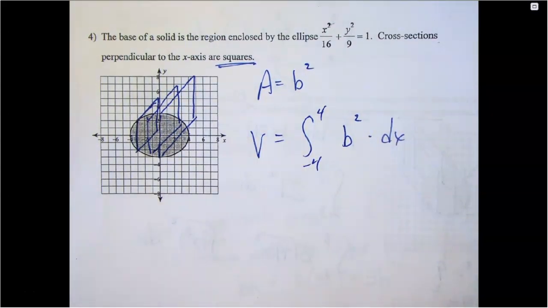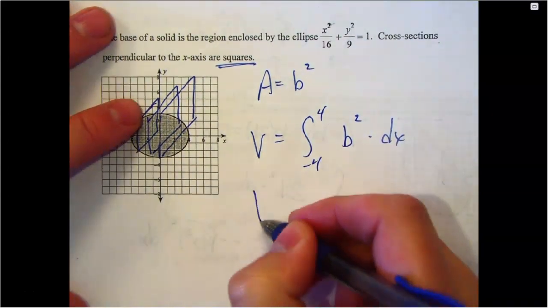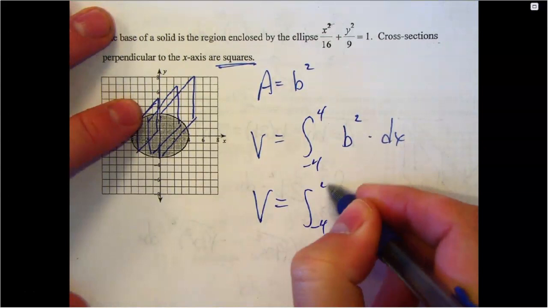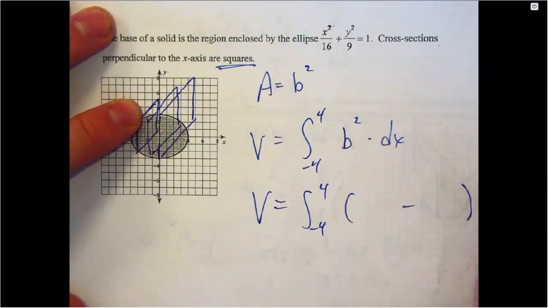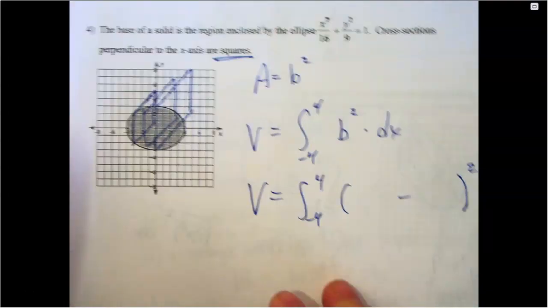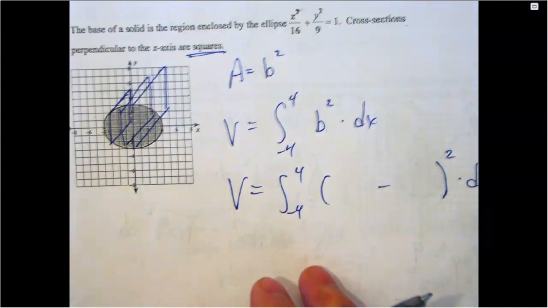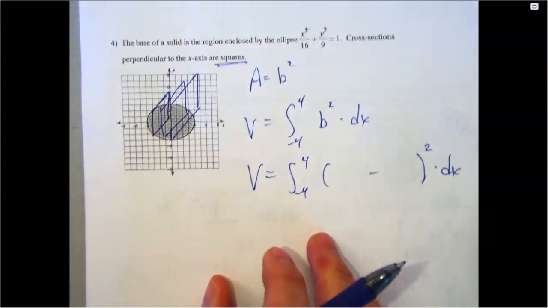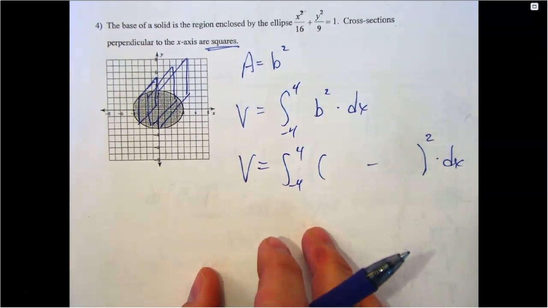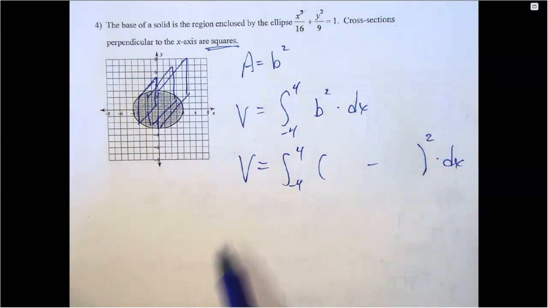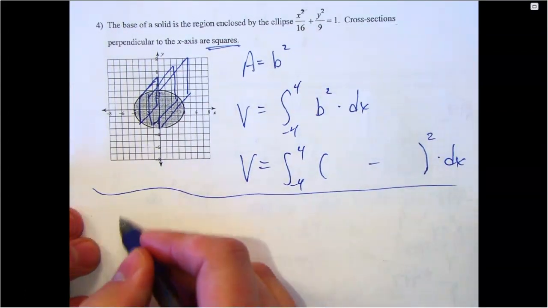So I've got a problem again. I only got one equation, because what I need is two equations, so I can say top minus bottom squared. So can I get two equations out of that one? Probably. Alright.